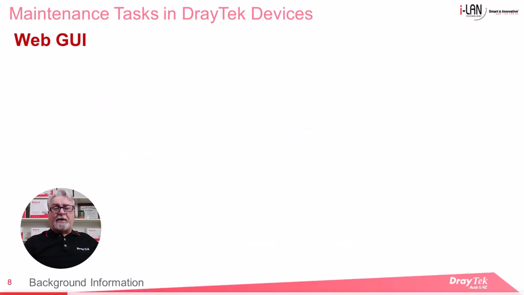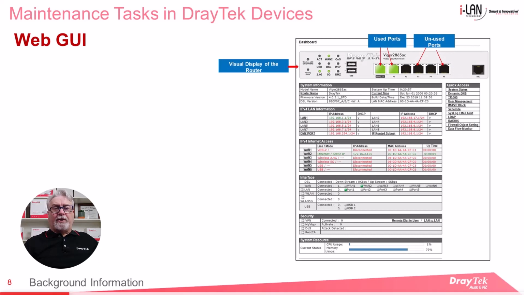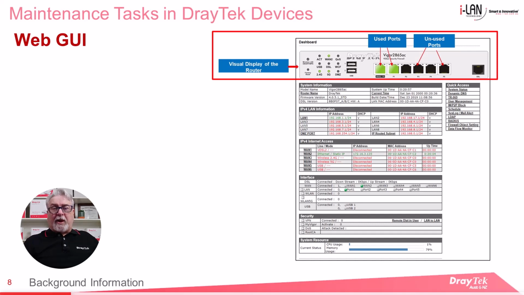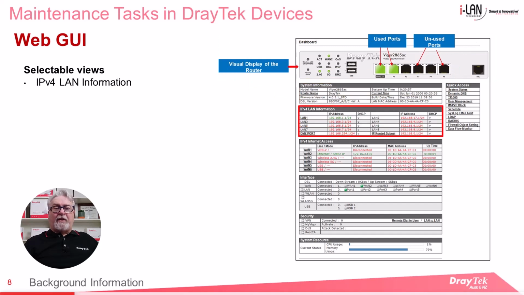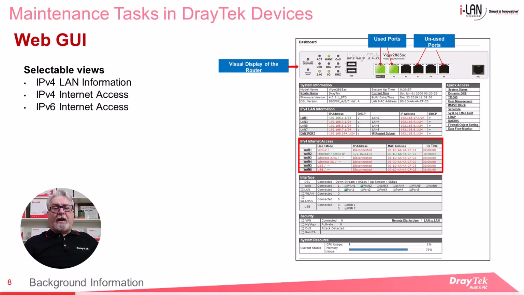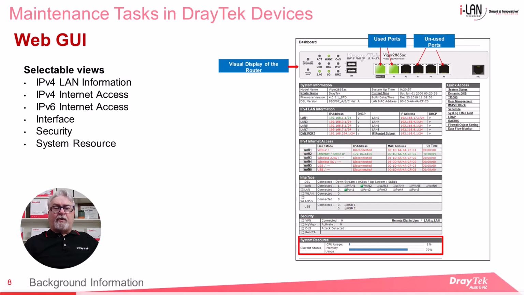Okay, back to the web user interface, which is how most of us will configure a router. The first thing you'll notice after logging into the router is the dashboard page. DrayTek have designed their dashboard to be more interactive and user-friendly. With the visual display on the router on this page, you can not only know about used and unused ports, but if you click on any of the ports, you'll be directed to its configuration page. There are other options such as system information, IPv4 LAN information, IPv4 internet access, interface, security, system resource, and quick access. All of these make it easy to go through the settings under one page instead of checking them through multiple options. The dashboard can also be customized to only display the items you're interested in.